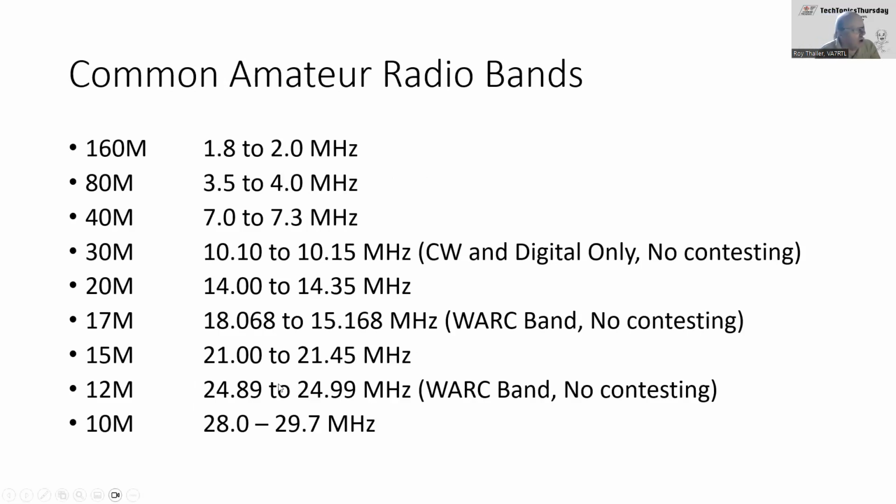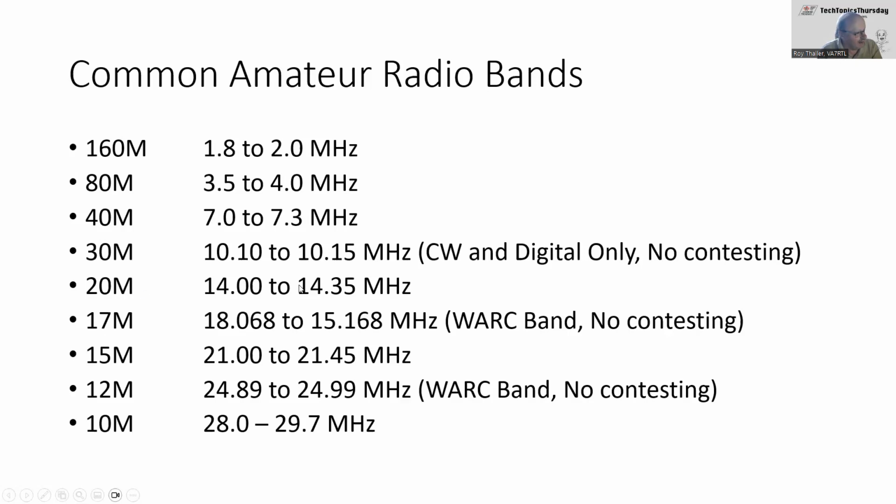So when you look at your common amateur radio bands, you start down here with 160 meters, which is 1.8 to 2 megahertz, then your 80-meter band. These are common bands now, then 40 meters. 30 meters is limited to CW or digital only, no contesting. It's a very narrow band, it only goes from 10.1 to 10.15, so it's very small. Like here, the 40-meter band goes from 7 megahertz to 7.3 megahertz.